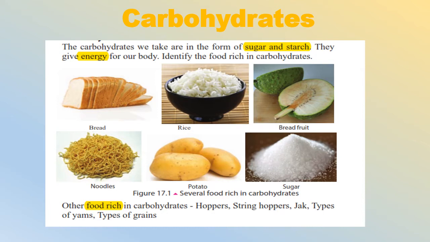So you know that in sugar or any fruits, the form of carbohydrate that is present is in the form of sugar. And what is the main function of this? It is to provide you energy. You can see the examples given of foods that are rich in carbohydrates: bread, most of the cereals that we take, rice, wheat, paddy, maize, breadfruit, noodles, potatoes, sugar, string hoppers. All of these contain carbohydrates.